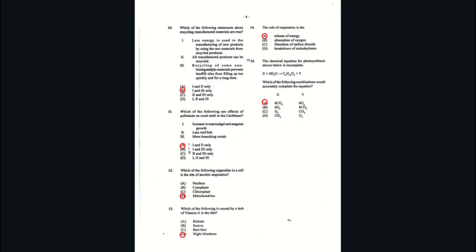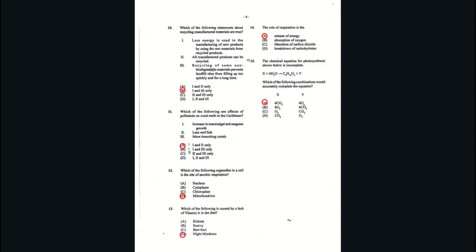Then we have number 10. Which of the following statements about recycling manufactured materials are true? 1, less energy is used in the manufacturing of new products by using the raw materials from recycled products. 2, all manufactured products can be recycled. And then 3, recycling of some non-biodegradable materials prevents landfill sites from filling up too quickly and for a long time. Right? So the answer is going to be 1 and 3.